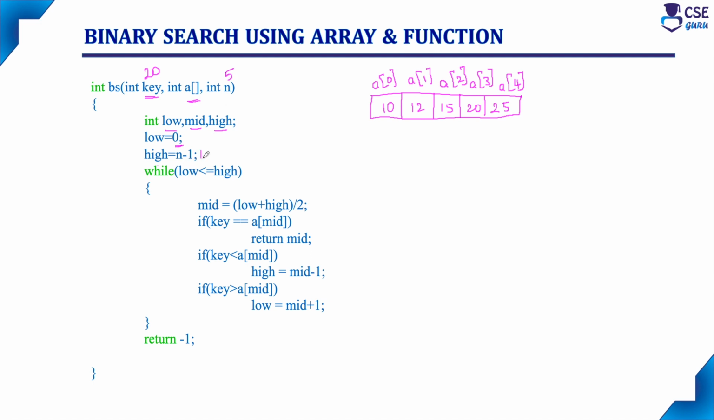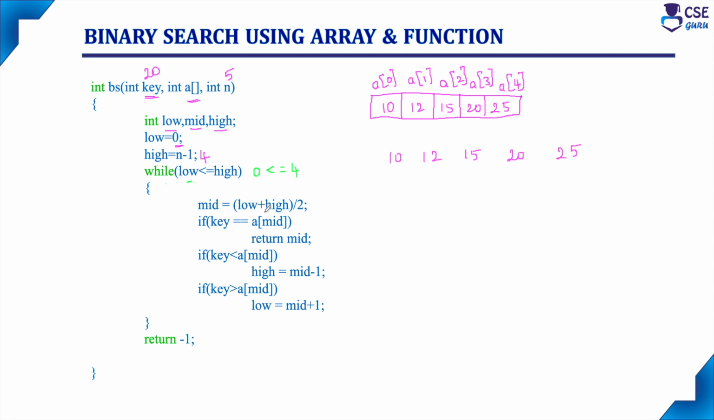5 minus 1 in this sense, high is 4. Okay. So, now we will take the array 10, 12, 15, 20 and 25. The main logic of binary search is present in this while loop only. Check the condition: while low is less than or equal to high. Low value is 0, which is less than or equal to high value 4. Yes, the condition is true. Then find the mid position.